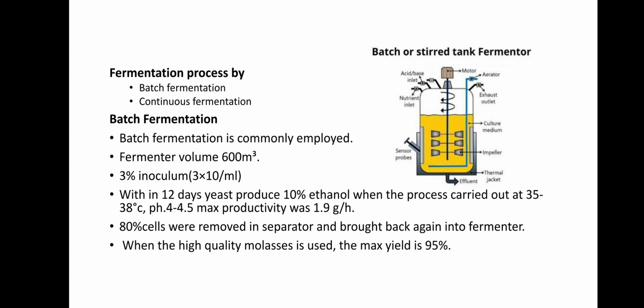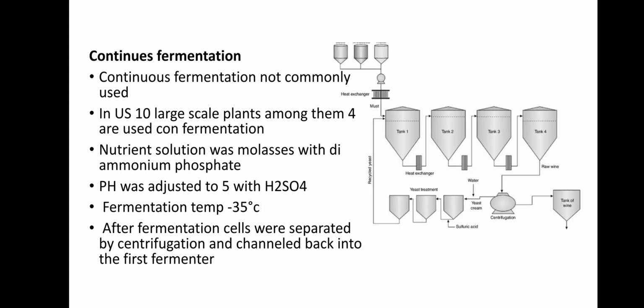And now we can move to continuous fermentation. Continuous fermentation is not commonly used in the US. There are 10 large-scale plants, among them 4 are used in corn fermentation. That means the continuous fermentation. Nutrient solutions were molasses with diammonium phosphate. The pH was adjusted to 5 with H2SO4. Fermentation temperature was 35 degrees Celsius. After fermentation, cells were separated by centrifugation and channeled back into the first fermenter.